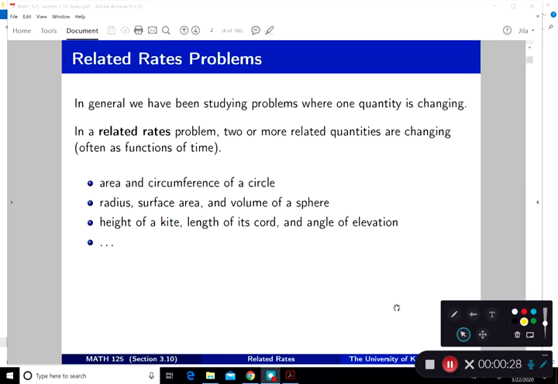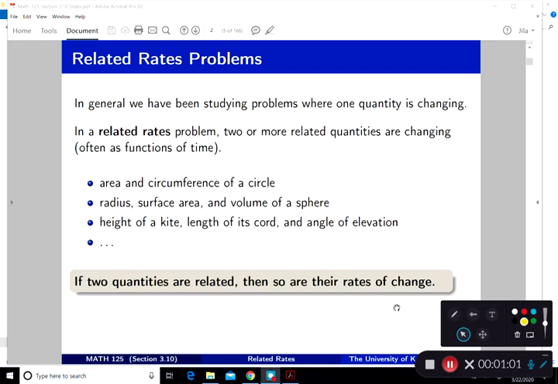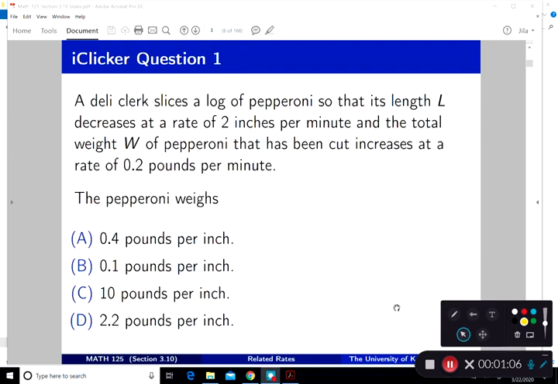In general, we have been studying problems where one quantity is changing and then the other quantity is related to that one quantity. For example, area and circumference of a circle are related to each other. Radius, surface area, and volume of a sphere are related to each other. Height of a kite, length of its chord, and angle of elevation of the kite are related to each other, and so on and so forth.